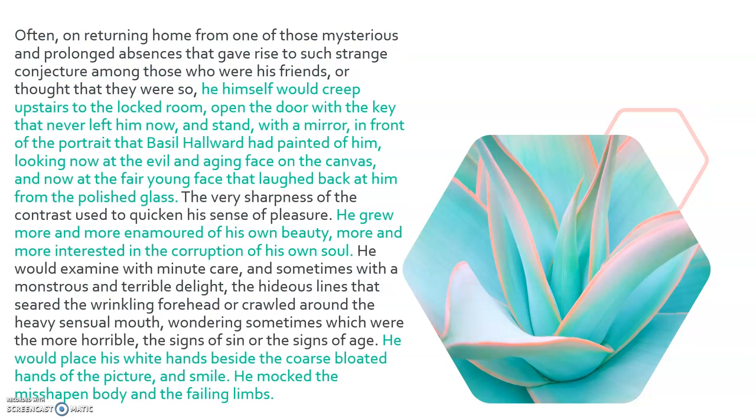So this describes now this kind of cruel joy, this sick pleasure he takes in creeping upstairs to the locked room, opening it because he's the only one with the key, and then standing with a mirror in front of the portrait and comparing the fair young face that laughed back at him from the polished glass to this terrible, monstrous thing. It's described as having hideous lines, the seared forehead, the heavy, sensual mouth. He would place his white hands beside the coarse, bloated hands of the picture and smile. He mocked the misshapen body and failing limbs. You can imagine his sense of triumph over nature, standing looking at this hideous aging portrait with all of the visible signs of sin and a life of pleasure, and then looking at his own unstained reflection and just congratulating himself on having escaped all of that.